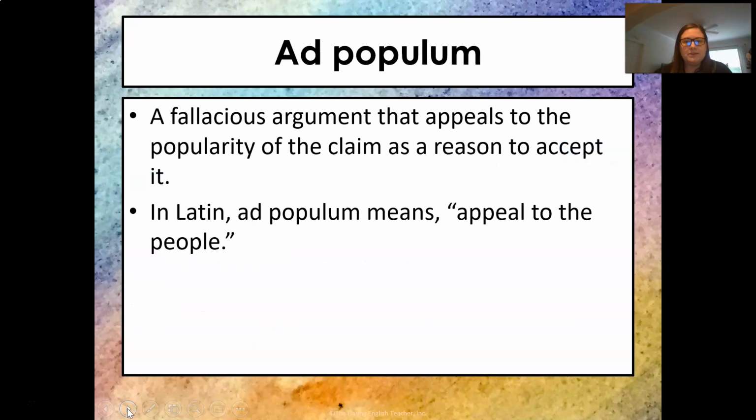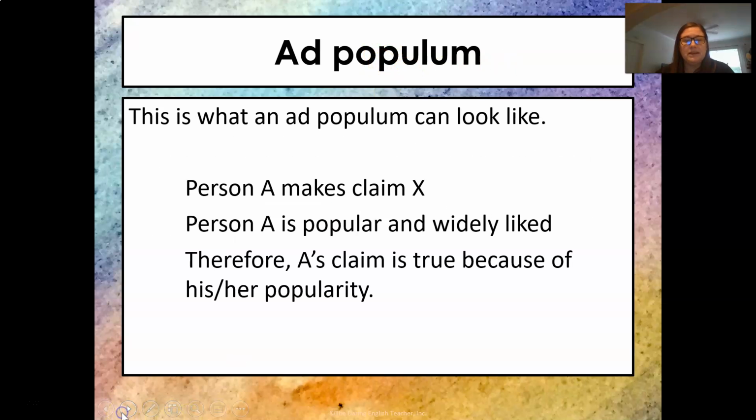Ad populum is one of the new ones that we're learning. This is an argument where we say that the popularity of the claim is the reason why it's true. Ad, again, to or toward, populum, meaning people, same as population or populace. So for example, we would see person A makes claim X, whatever claim X is. Person A is popular, they're widely liked, therefore person A's claim is true because of his or her popularity.